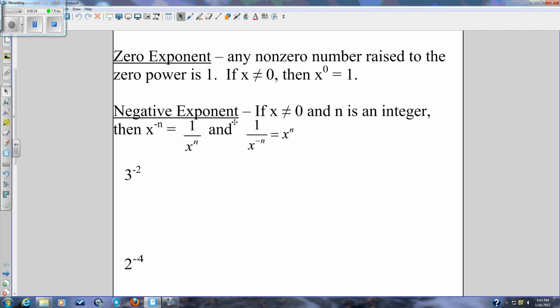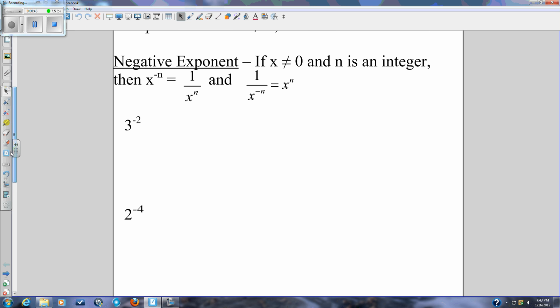And we're also going to talk about negative exponents. If x is not equal to 0 and n is an integer, then x to the negative n power is equal to 1 over x to the n, and 1 over x to the negative n is equal to x to the positive n. So let's see that in action.